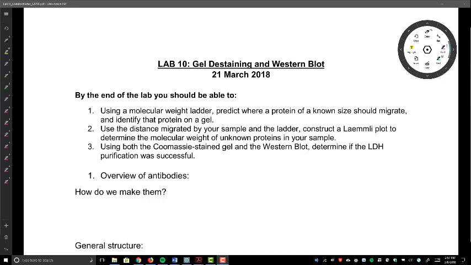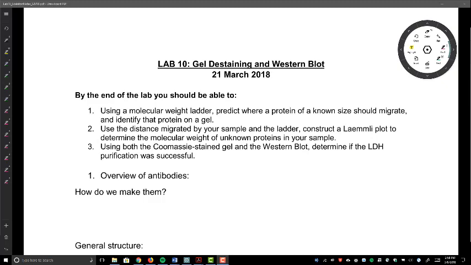By the end of this lab, you should be able to use a molecular weight ladder to predict where a protein of known size should migrate, and then use the size to identify the protein on a gel. You need to use the distance migrated by your sample relative to the ladder in order to construct a Ferguson plot to determine the molecular weight of a particular protein in your sample, specifically your protein of interest. So you're going to estimate the size of LDH based on a plot.